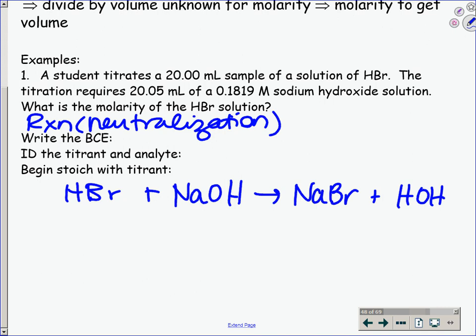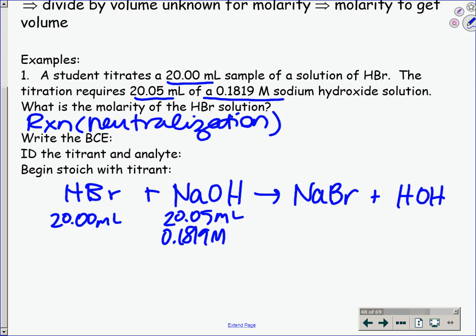I think it's super simple if you write the data underneath who it applies to. So student titrates this. Well, who is that talking about? 20 milliliters, 20.00 milliliters. We do want to include the zeros because it's a sig-fig relationship. The titration requires 20.05 of a 0.1819. Where does that belong? Sodium hydroxide. So we're going to put 20.05 milliliters and 0.1819 molar here. Who's the question asking about? Hydrobromic acid. So put question mark, molarity.